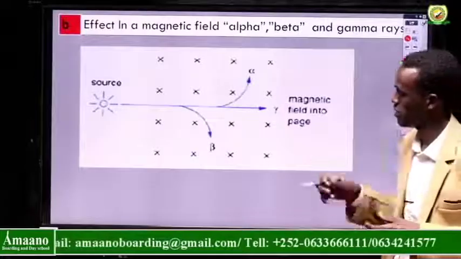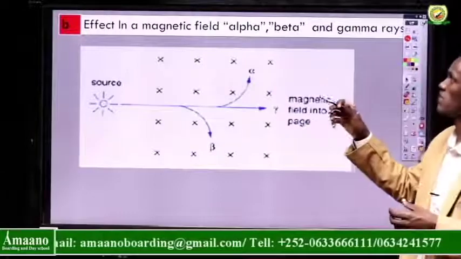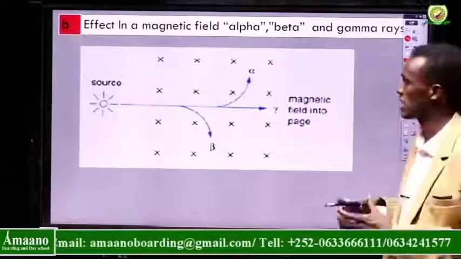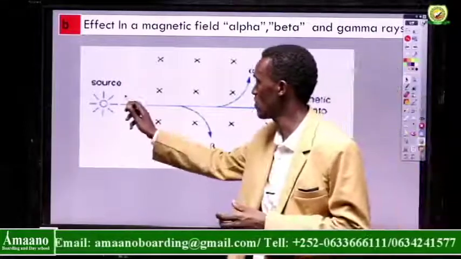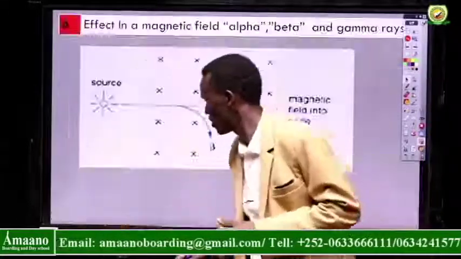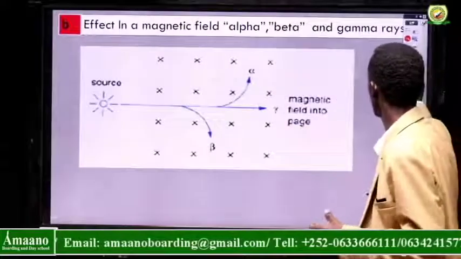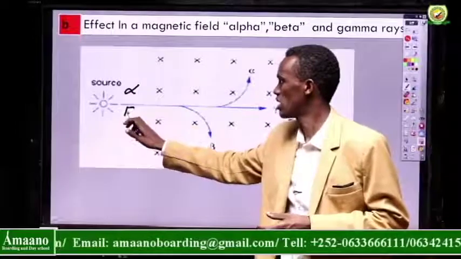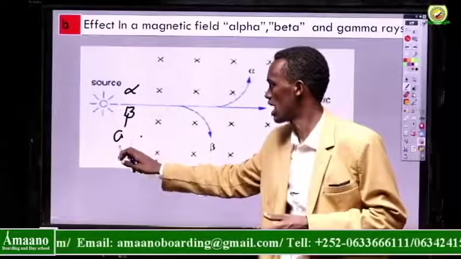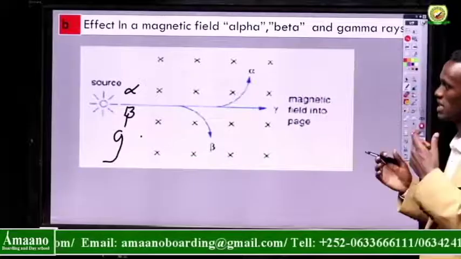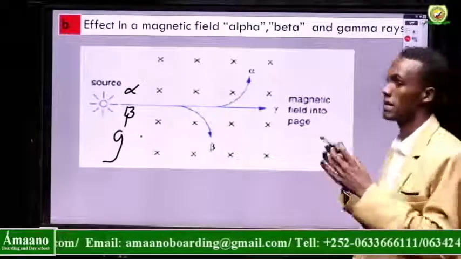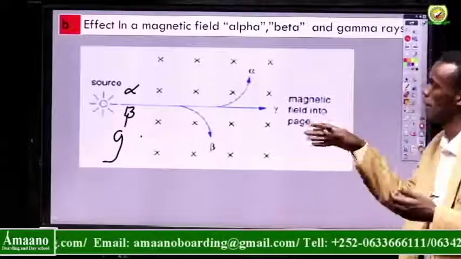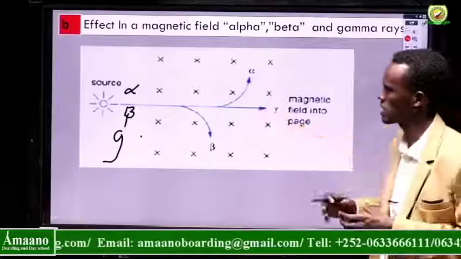Okay, and number B, effect in magnetic field in alpha, beta and gamma. We have a source of alpha, beta and also gamma. Okay, also we have a magnetic field into the page. This is a magnetic field.